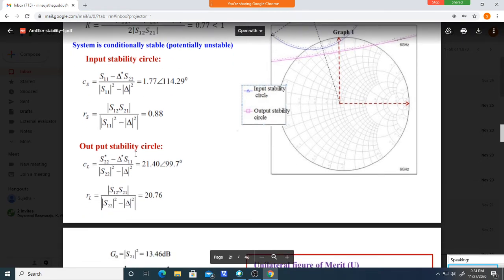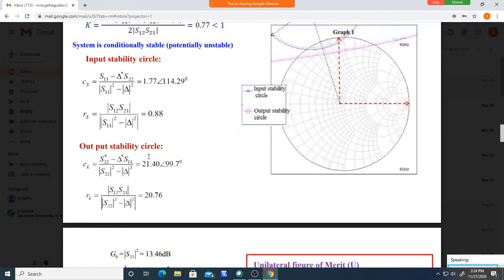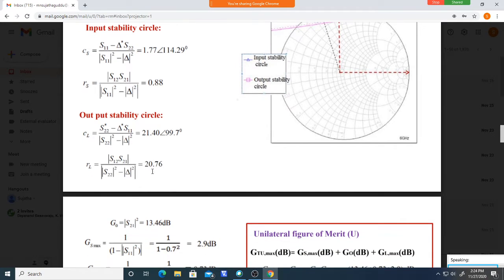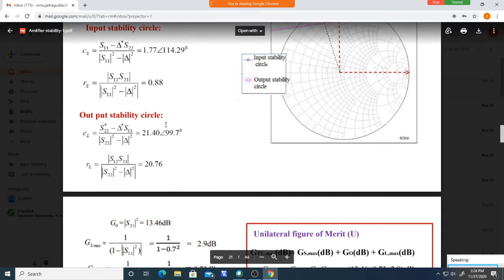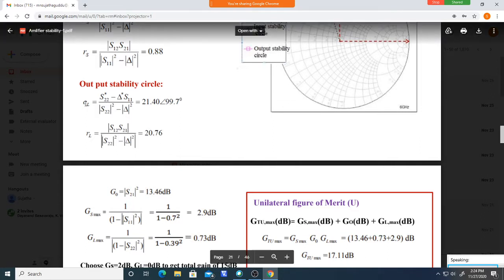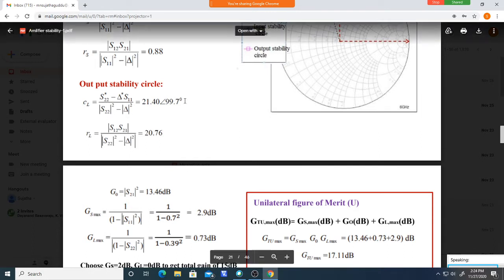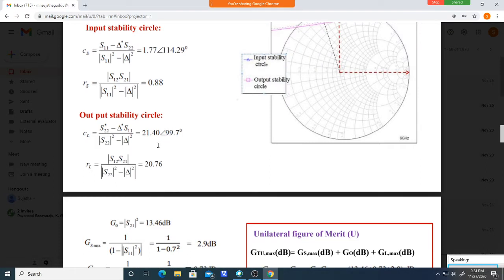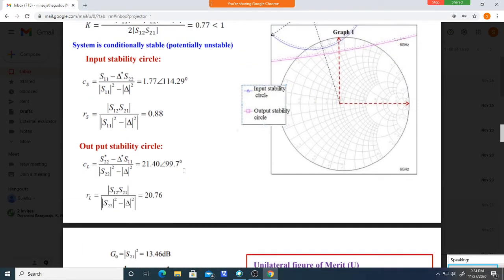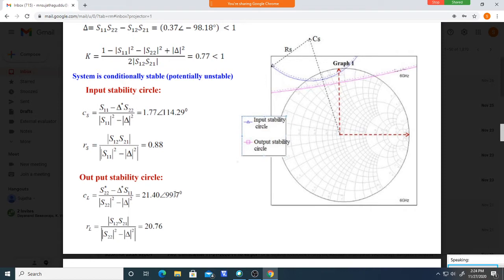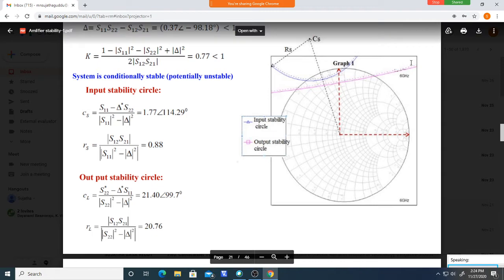Similarly, you should draw the output stability circle to find the ZL values. Which ZL values you can use, you can come to know from this output stability circle. So again you should draw the circle. The center of the circle is this, and the radius of the circle is this. You can see here it is a large value, 99.7 is the angle, and the value is 21.40. That's a very big circle.